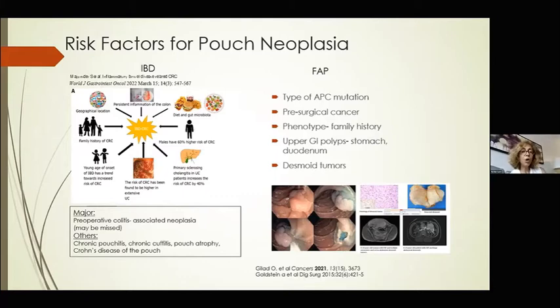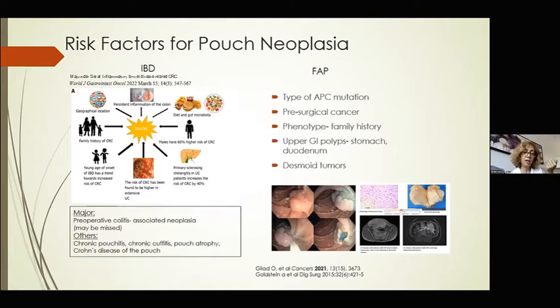As for FAP, we do not really know what the risk factors are for pouch polyps and cancer, but several cohorts have described some factors that include the type of APC mutations, if it is in the MCR region, or if it is a bad mutation like a deletion, that is more associated with pouch polyps. And also pre-surgical cancer has been shown as a risk factor, and some factors that support a more severe FAP phenotype.